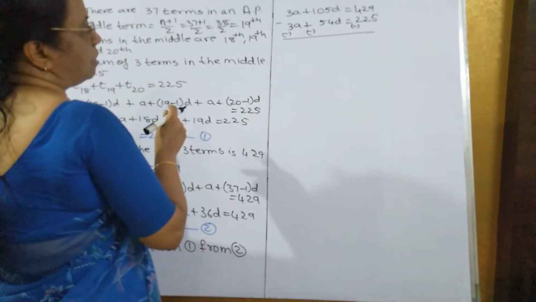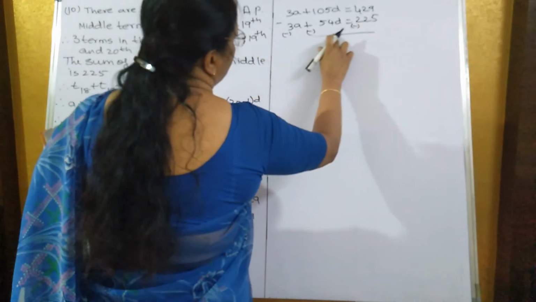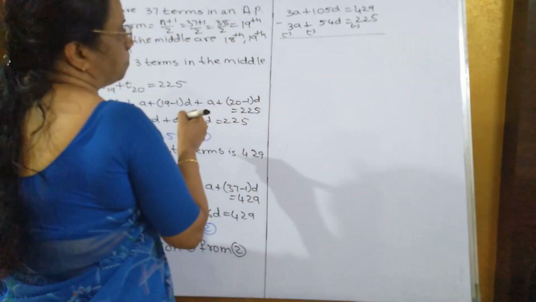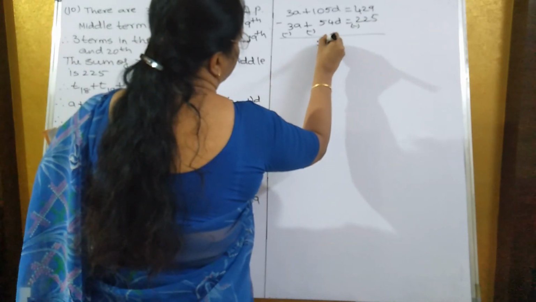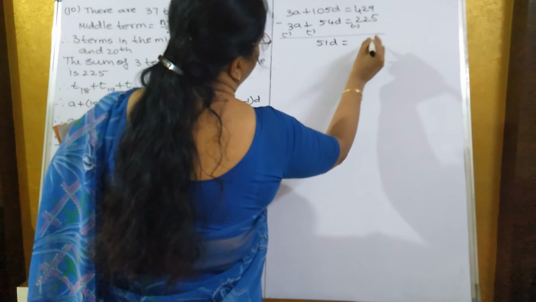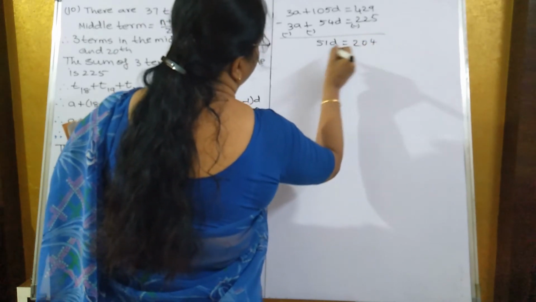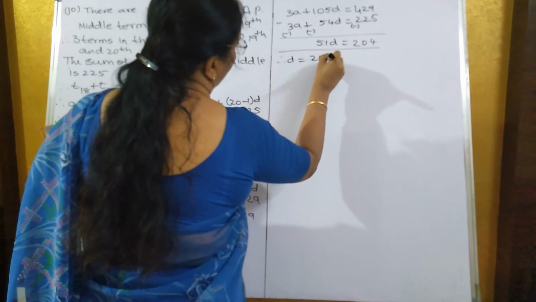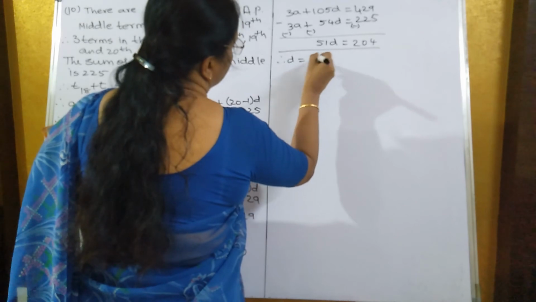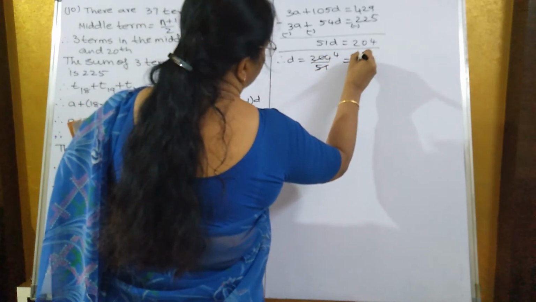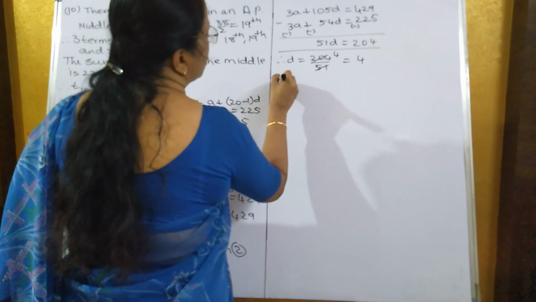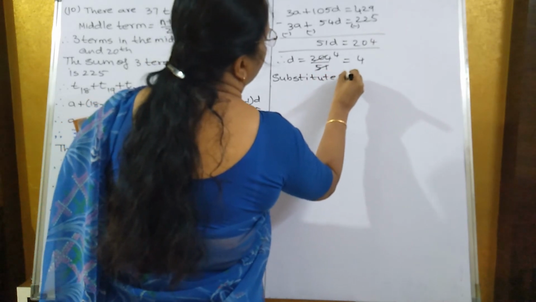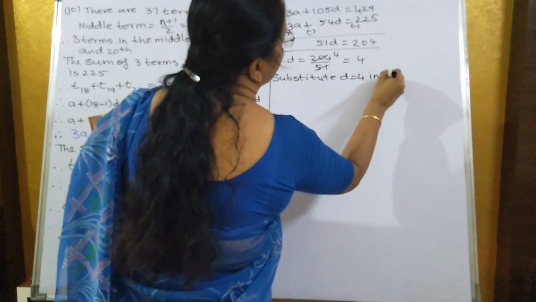3A and 3A will get eliminated. 105D minus 54D is equal to how much? 51D. 51D is equal to, subtract this, 204. Therefore D is equal to what? 204 divided by 51. When you divide this, you will get 4. So D is equal to 4. Now substitute D equal to 4 in equation 1.